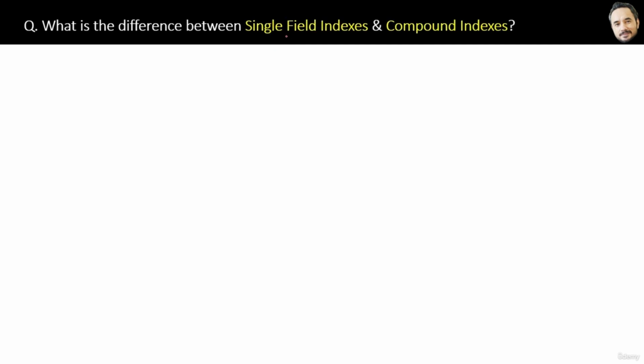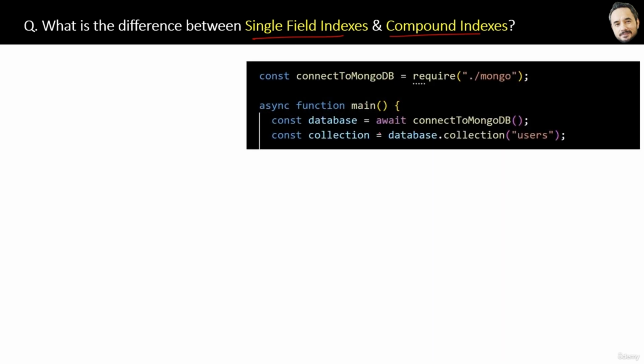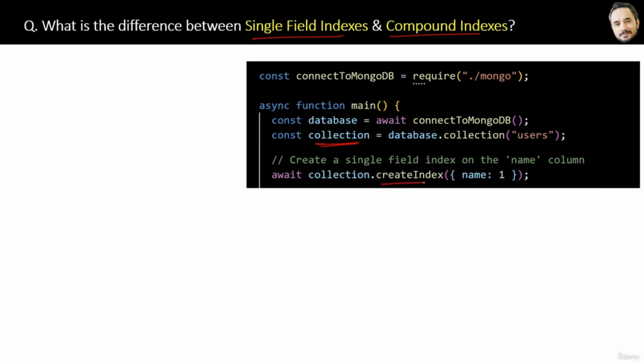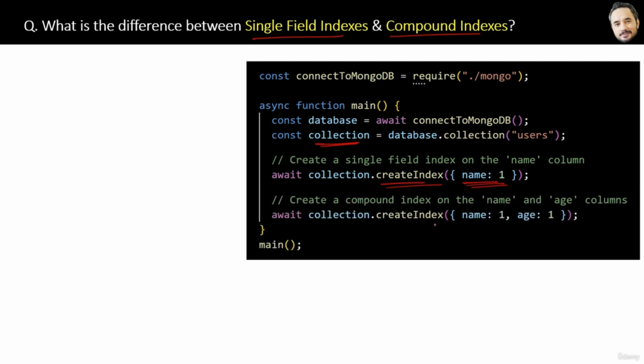What is the difference between single field indexes and multi-field indexes? Let's understand with the help of the code. First, we are setting up the connection and getting the user collection as usual, nothing important. Then we are creating a single field index like this by using this createIndex method. By default, it will create a single field index, and because here indexes are created on single fields, that's why the name is single field. Okay. Now here is the way to create compound indexes.